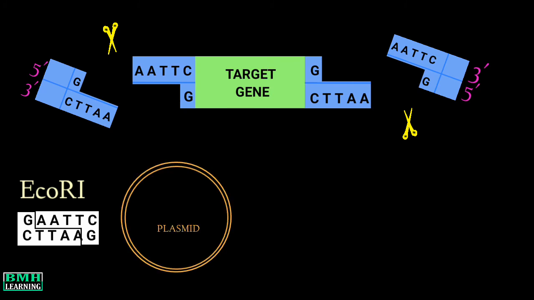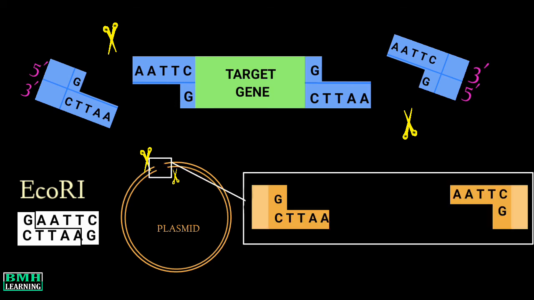Now this is a plasmid which will be used to deliver the target gene. So first we have to introduce the gene of interest into this plasmid. For that to happen, we are going to open this plasmid by cutting it with the same enzyme used for cleaving the target gene. This results in the formation of overhangs, or technically speaking, sticky ends. If you notice clearly, these overhanging ends of the plasmid are complementary to the sticky ends of the target gene.